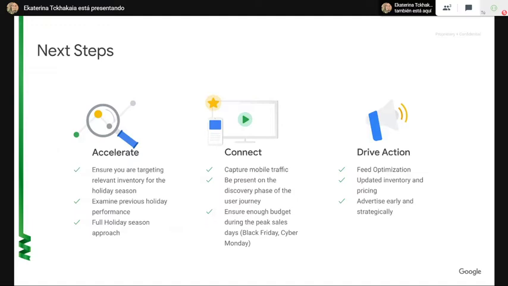Just to summarize the things that we have discussed, based on the 3 pillars that I have talked about, I summed up a few things that you could do. In order to accelerate, ensure that you're targeting relevant inventory for the holiday season and setting the right priorities. Examine the previous holiday performance and try to build on that to perform even better this year. And use the holiday season approach to capture all the critical dates. Also connect. Try to capture.